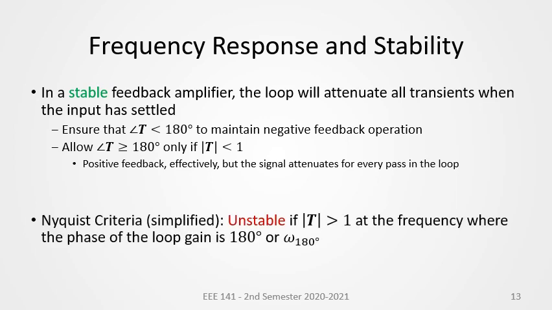There is another way to characterize or categorize the stability of a system using the simplified version of the Nyquist criteria. In this test, the circuit is said to be unstable if the loop gain magnitude is greater than 1 at the frequency where the loop gain is 180 degrees, or actually also negative 180 degrees, which we will denote as omega 180 degrees.